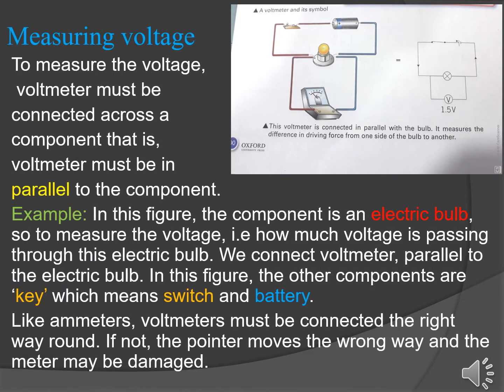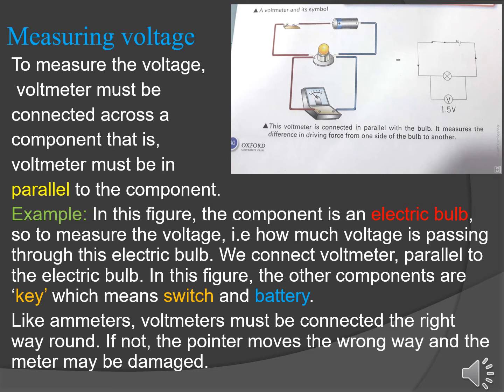To measure the voltage, voltmeter must be connected across a component, that is, voltmeter must be in parallel to the component. For example, in this figure which is also given on your book, page number 90, the component is an electric bulb, so to measure the voltage, that is how much voltage is passing through this electric bulb, we connect voltmeter parallel to the electric bulb.